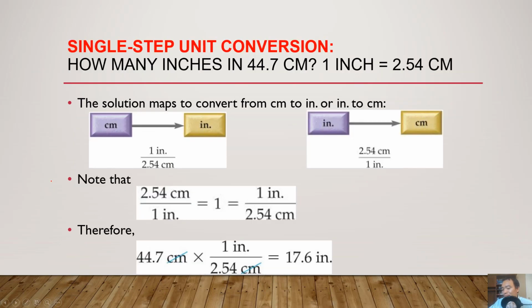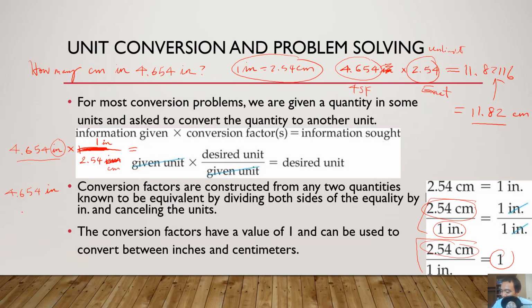Inch times 1 inch is 2.54 centimeter. Okay? Because this value is 1, it will not change the total value. When you do the calculation, the inch and inches cancel out. The top is centimeter, which remains. So after you do the calculation, of course, it will also give you 11.82 centimeter.